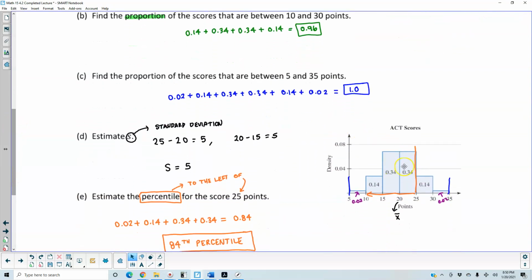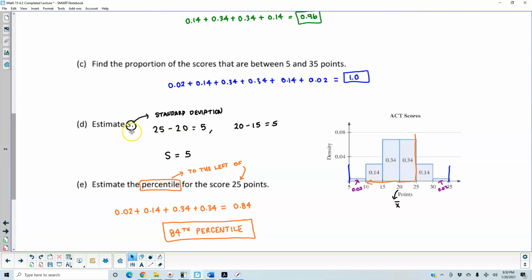Next, we still have our graph down here. We want to estimate the standard deviation. Well, if we know that 20 represents the sample mean, we can see that these are in increments of 5. So 25 minus 20 gives us 5, and 20 minus 15 gives us 5. So we can say that the standard deviation is 5.